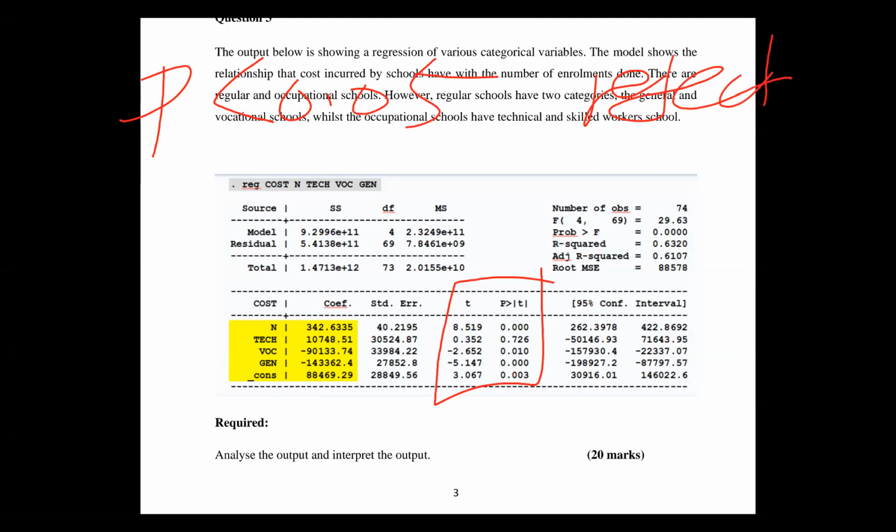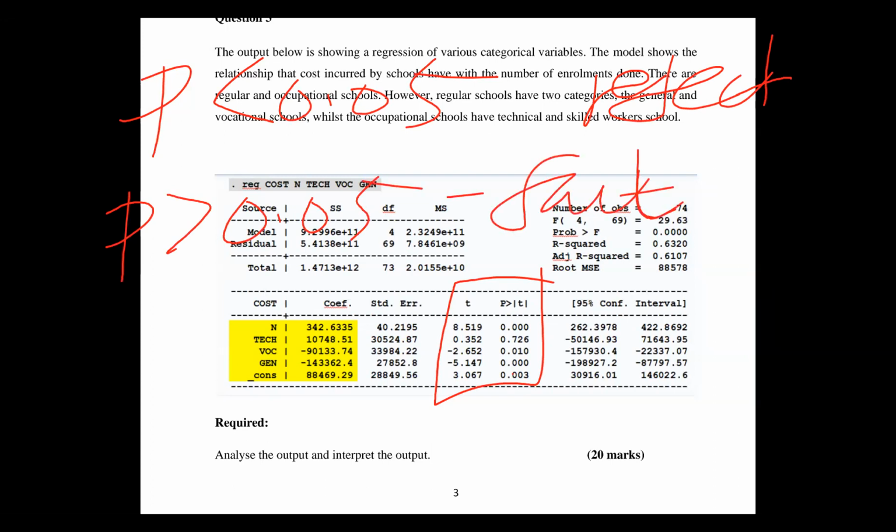Now, the rejection of the null hypothesis simply means that the variable has an impact, isn't it? If P is greater than 0.05, you do what? You fail to reject. You don't accept, you just fail to reject the null hypothesis. If you fail to reject, you mean that the variable has no impact. It is not statistically significant to the model. Is that okay?